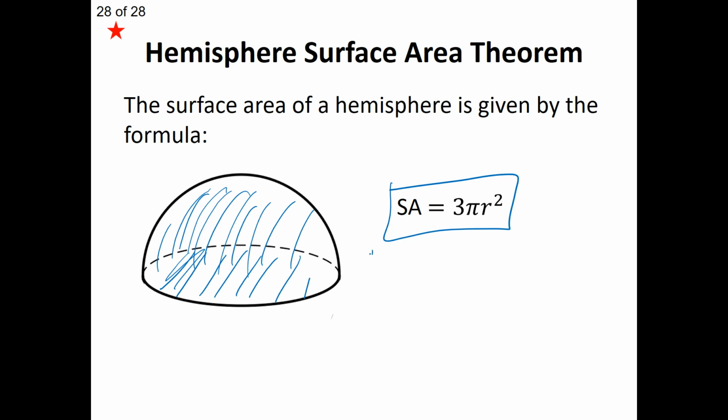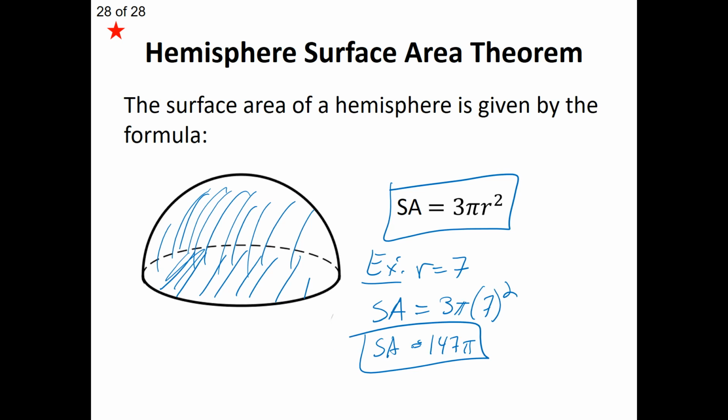And again, I don't have an example for this one, but I can do a really quick example. Let's say the radius of our sphere is 7. So let's plug that in and find the surface area of our hemisphere. So the surface area is 3 times pi times 7 squared. 7 squared is 49. 49 times 3 is 147, and we get 147 pi is our surface area. Okay, so just an easy example of using the surface area formula of a hemisphere.